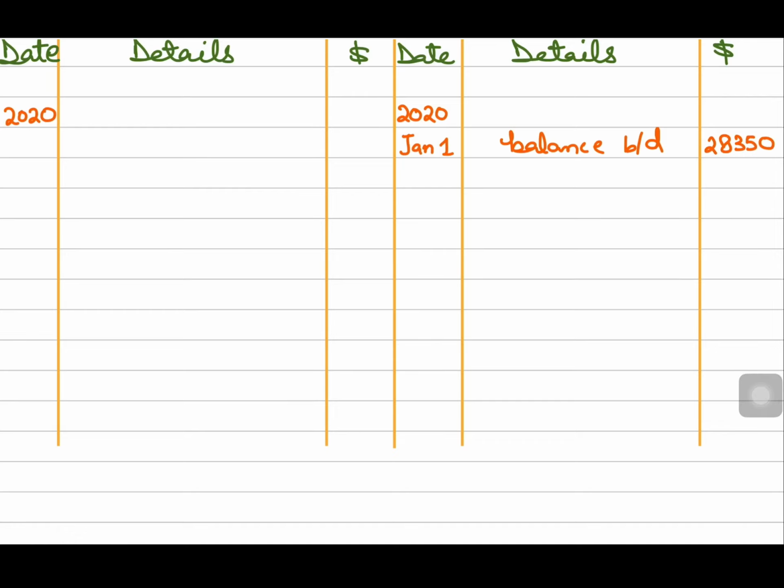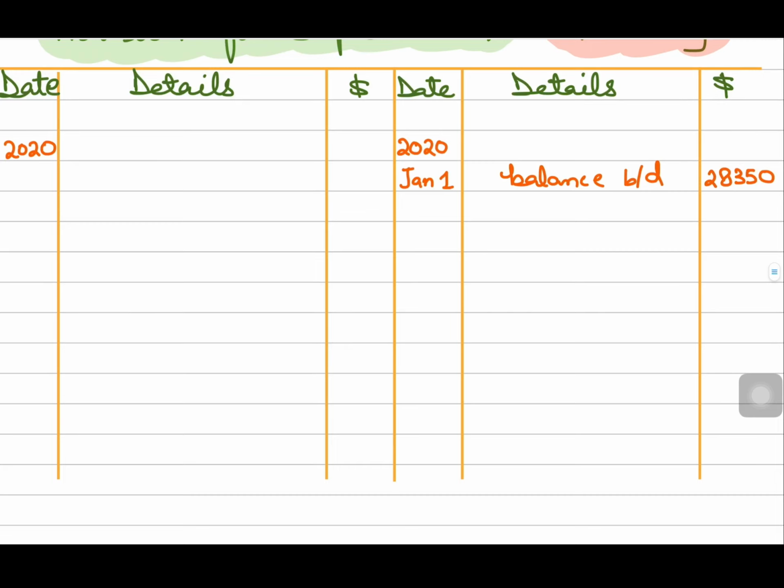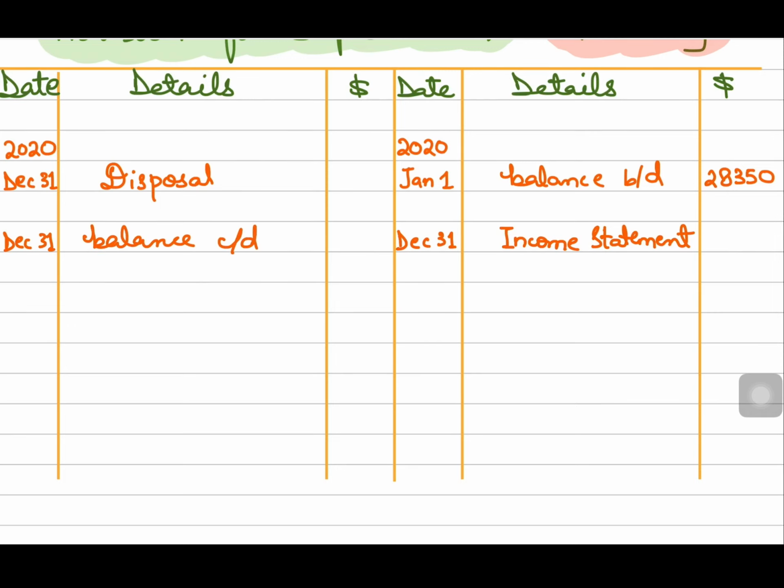Now, how many entries will come in this account? We know that there will be a current year depreciation charge, December 31, written on the credit side with the name income statement. Then there will be 2 more entries on the debit side. Firstly, the accumulated depreciation, which we will now be subtracting from this account. In other words, we will be eliminating the accumulated depreciation on this asset which we are disposing of in the current year, right. And lastly, on the same date there will be the balance carried down figure on the debit side again, because it is a contrast.